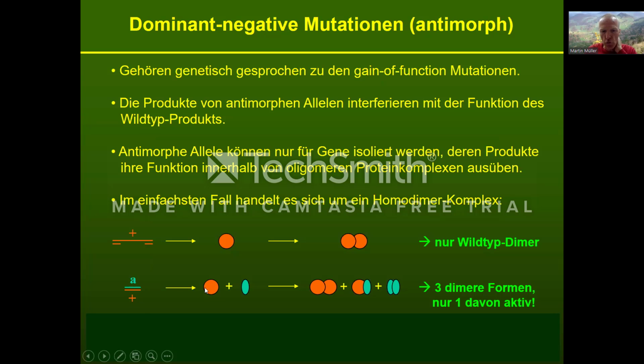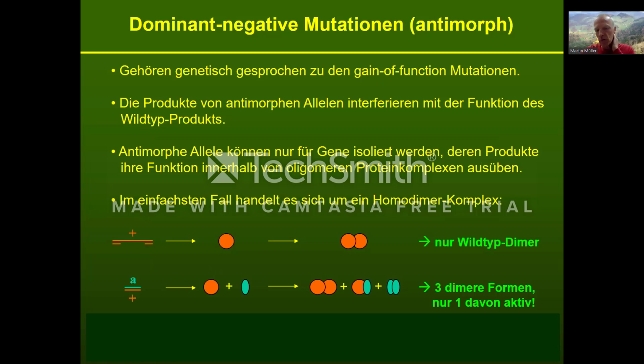Two types of proteins are formed, the red from the wild type and the blue from the antimorphic gene. And you realize there are now several types of dimer complexes which can be formed. There is the homozygous red, there is the homozygous blue, and the heterodimer between the red and the blue. And if now blue is inactive, only one of the three complexes is actually active. And in this way, the antimorph can be more severe than just the plain loss of function.